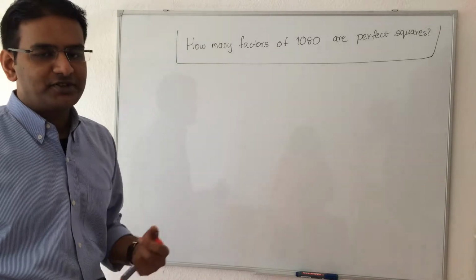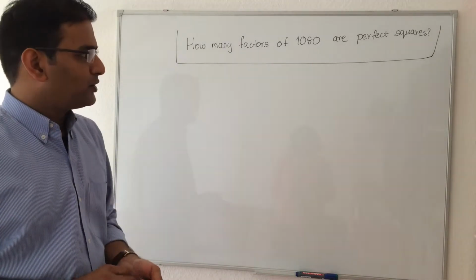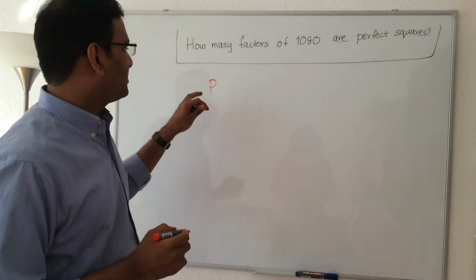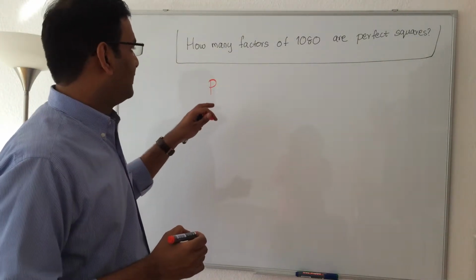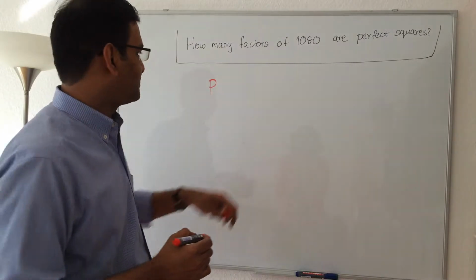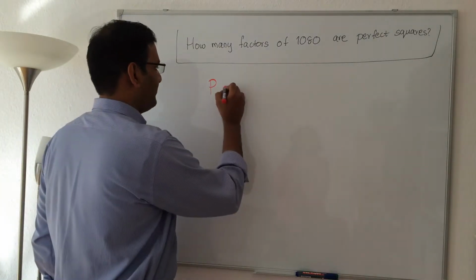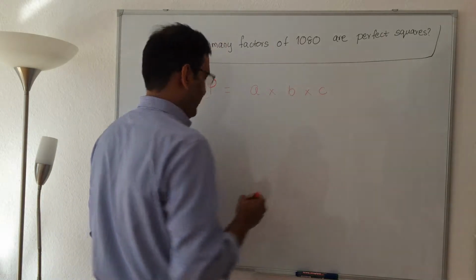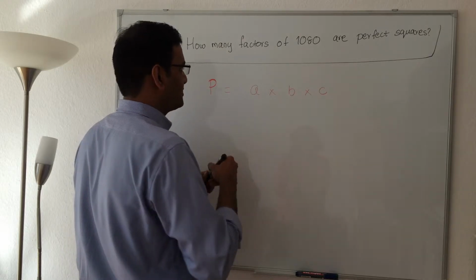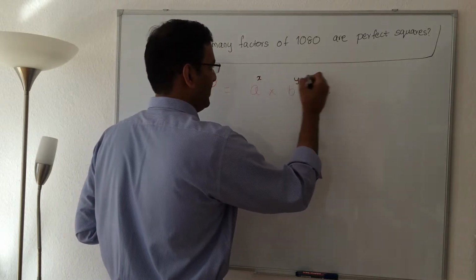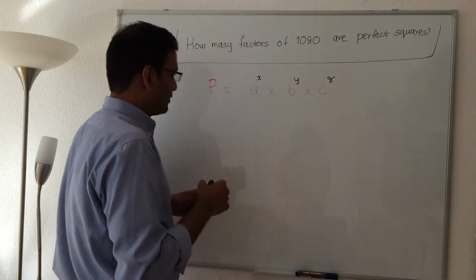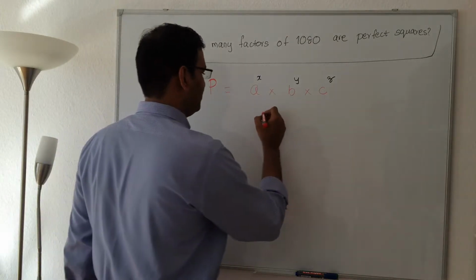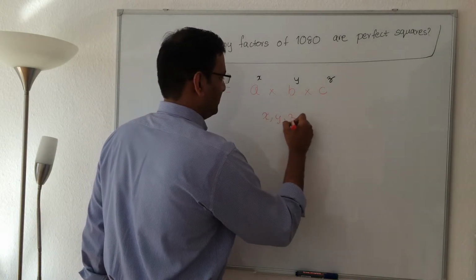So let us take a moment to understand what a perfect square is. To do so, let us assume a number p. A number p is a perfect square if its prime factors have even powers. Let's say the number p has prime factors a, b and c, and these prime factors have powers x, y, and z. So for p to be a perfect square, x, y, and z have to be even.